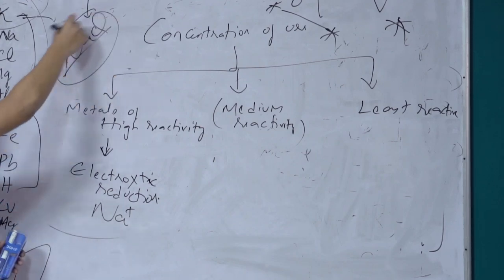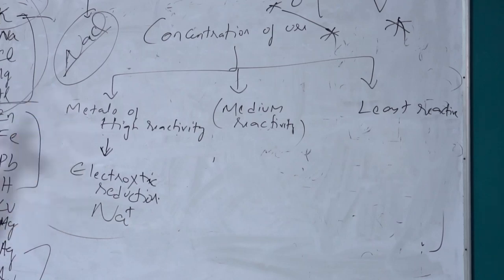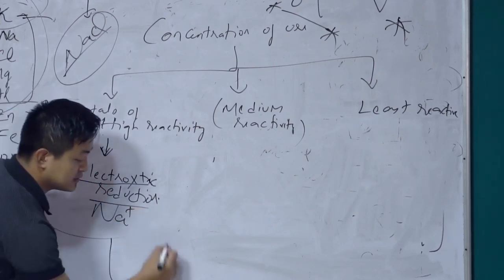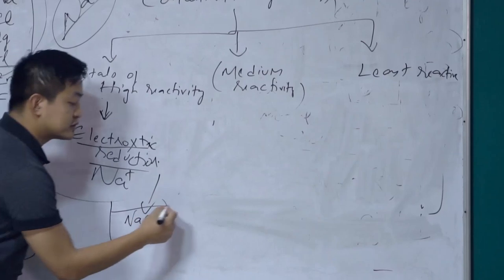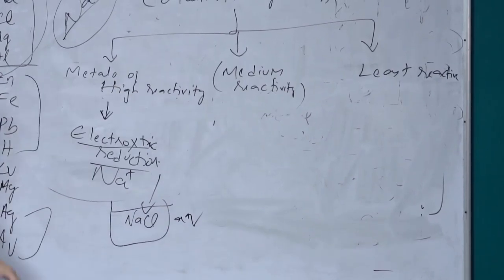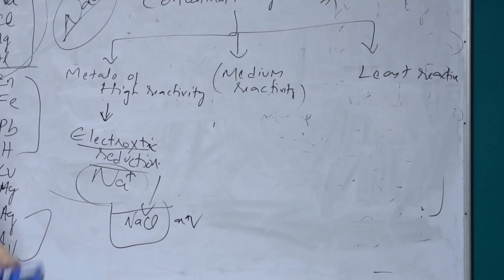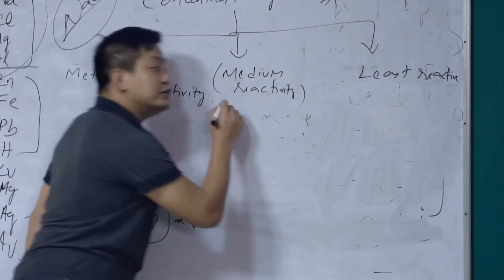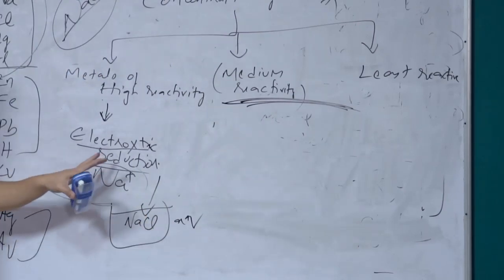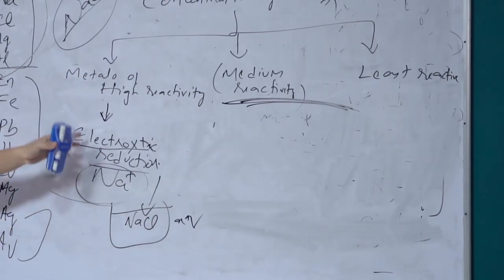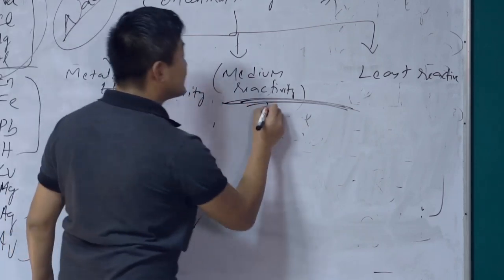Now, we might have NaCl. But in order to get the sodium from this compound, they just have to go through electrolytic reduction. Electrolytic reduction means just pass an electric current here in a molten form. Then we'll get sodium, then we'll get a metal. And then at the end, we just have to do refining. Now, in the metals of medium reactivity, it is not the same as the first one. Here we have to apply a different step.